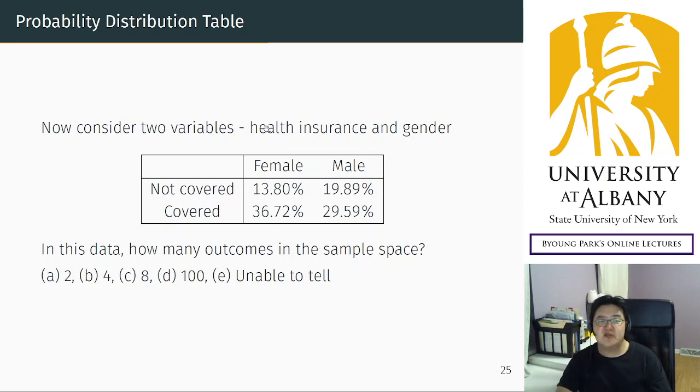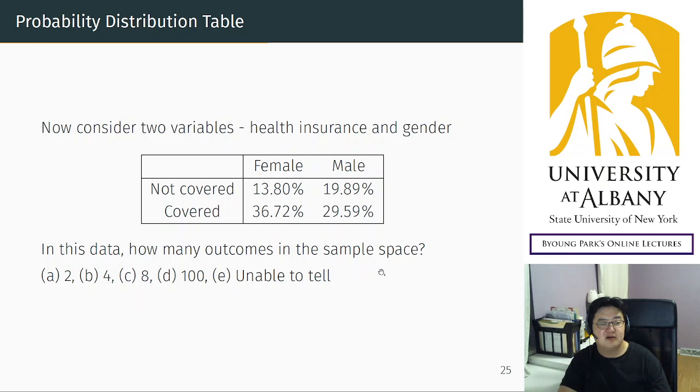We are interested in the health insurance variable and the gender variable. So we get this probability distribution table. Now let's think about the fundamental structure of this data and this randomness. In this data, how many outcomes are there in the sample space? Think about this. As I said, I want you to answer this question. I will turn the page.